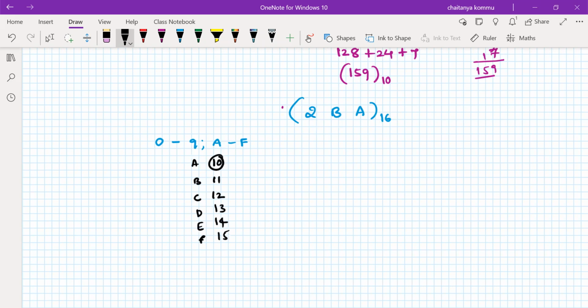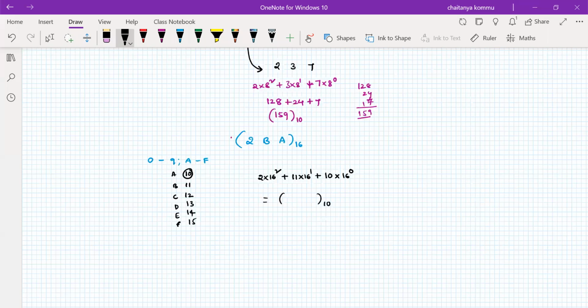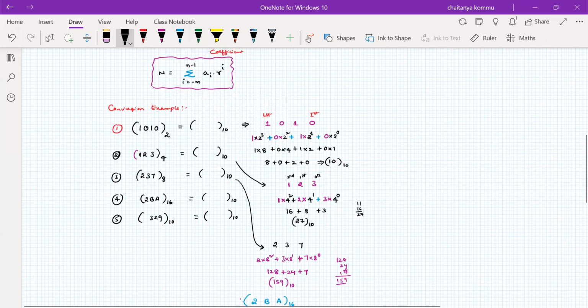So A means 10. 10 is multiplied with 16 power 0, plus B stands for 11, and 11 is multiplied with 16 power 1, plus what is the 2? 2 into 16 squared. Find this out and it will become the decimal value. That's all. This is how we have to calculate, and this is how we convert any number.